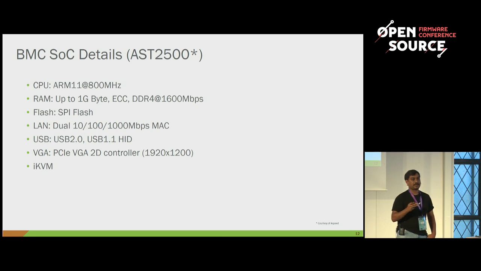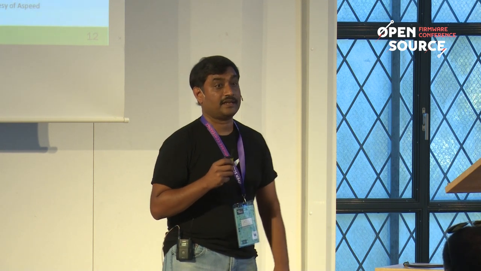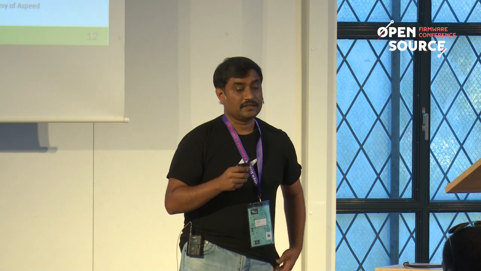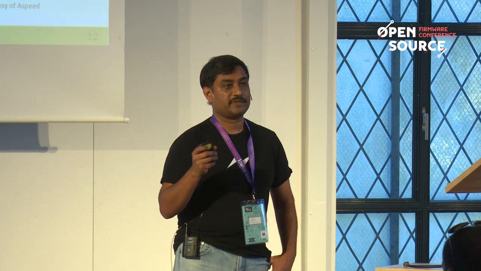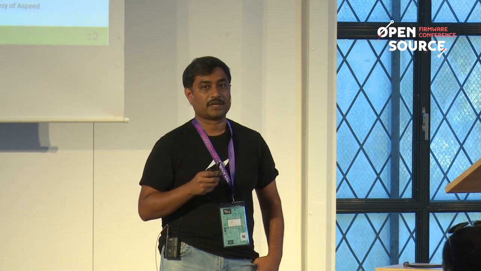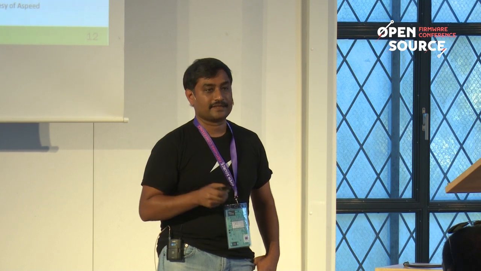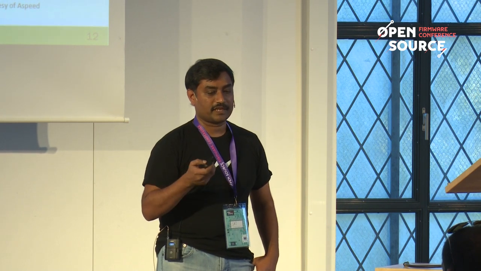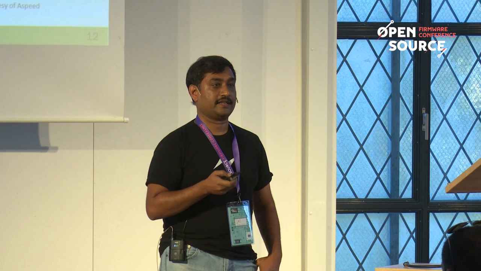But in the last decade, I think the BMC became so sophisticated. We started running real-time operating systems like VxWorks, Chorus, and other real-time OSes like FreeRTOS. And now if you look at the BMCs, they are running an ARM core at 800 megahertz, and it has DDR4 controllers and a bunch of other IOs. It looks to me like, a decade back, if you take laptop specs, it looks exactly like this. So I think BMCs have become so sophisticated that we can run Linux on them.